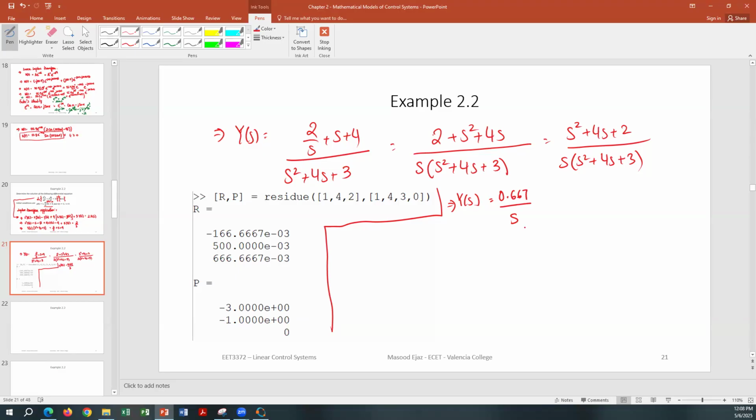Then the second root is negative 1. So I'm going to do s plus 1. And the corresponding factor is 500 exponent negative 3, which is 0.5. And the third root is negative 3. So the factor is going to be s plus 3. And the corresponding value is negative 166.667. So I'm just going to use a negative sign over here and then put 0.1667, 0.167. So this is the partial fraction decomposition.